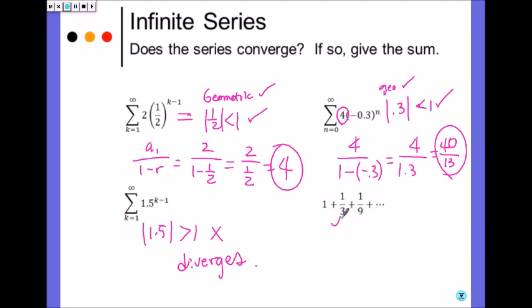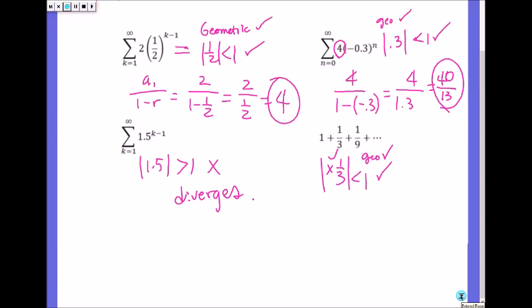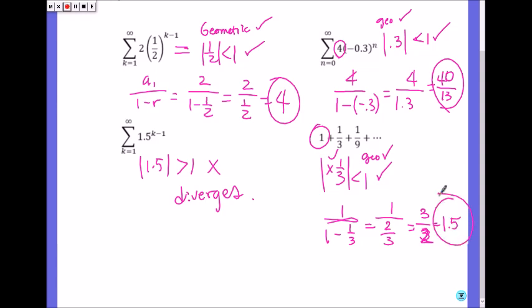What about here? You multiply by 1/2. It's geometric. Good. And the ratio is less than 1. Good. So how do you find the sum? It is the first term, 1, over 1 minus the ratio 1/2, which is 1 over, 1 is 3/3, minus 1/3... 1 minus 1/3 is 2/3. So it's 1 over that, meaning the reciprocal, which is 3 over 2, which is 1.5. Converges to 1.5, or the sum equals 1.5.